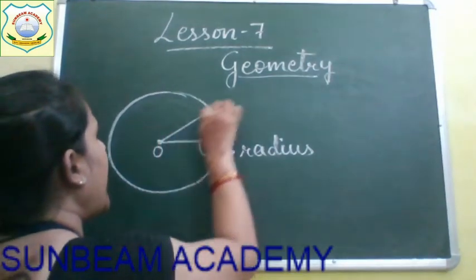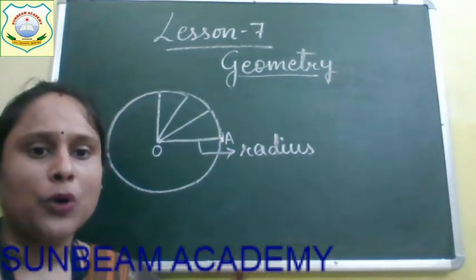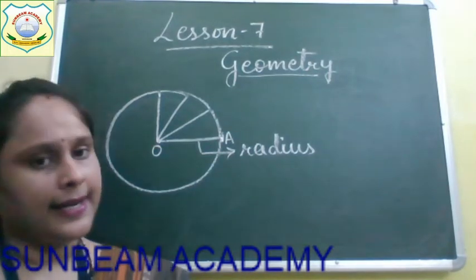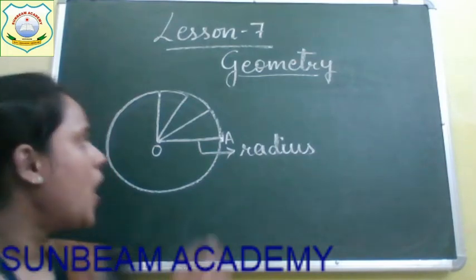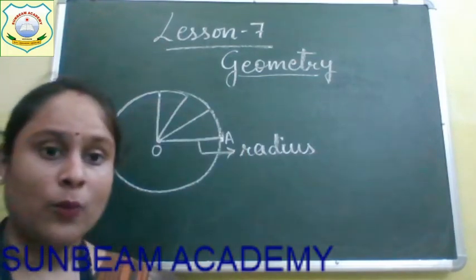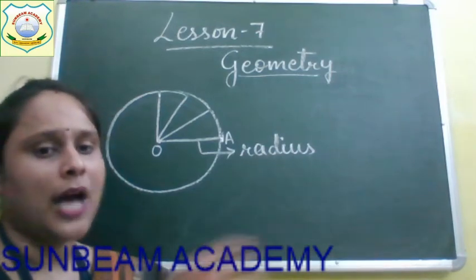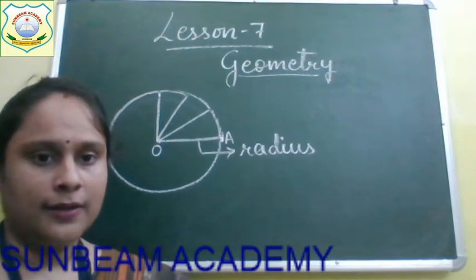All the radii are equal. You know what is radii? Radii is the plural of radius. One radius, many radii. Why are all the radii equal? Because they all start from the center of the circle and go to the circle. So all the radii are equal.